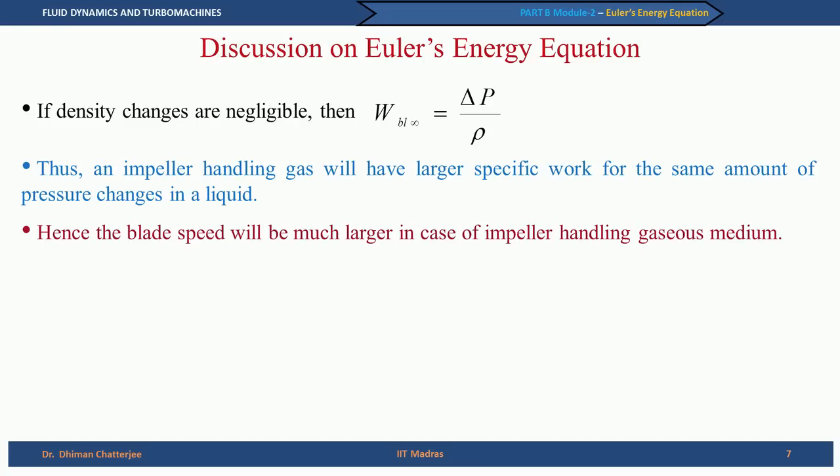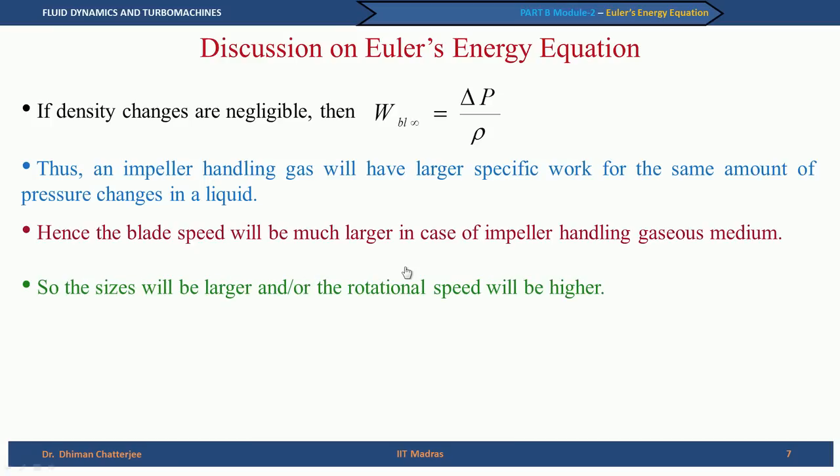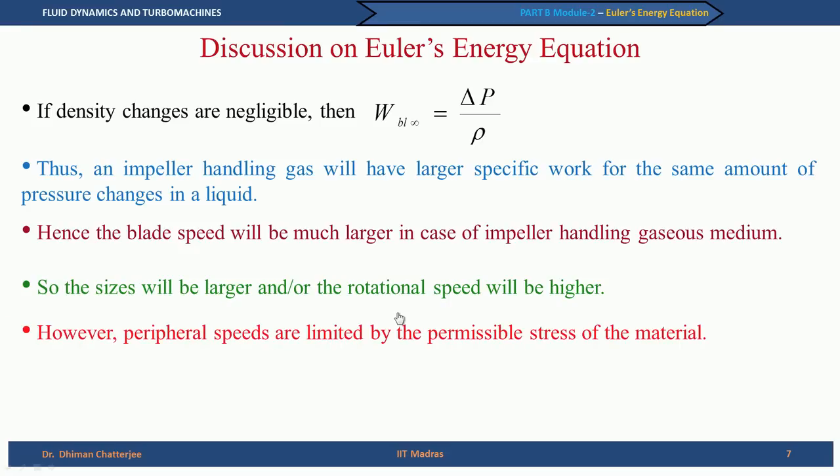Thus, we can expect that in the case of blowers or steam or gas turbines, the speeds will be higher than the corresponding hydro turbo machines like pumps or hydraulic turbines. And if the speed is high, then we will have two options. One, in order to get U high, either I can make the RPM high or I have to make the size high. So, if we make the RPM or the rotational speed higher, then there is a problem of the permissible stress of the material.